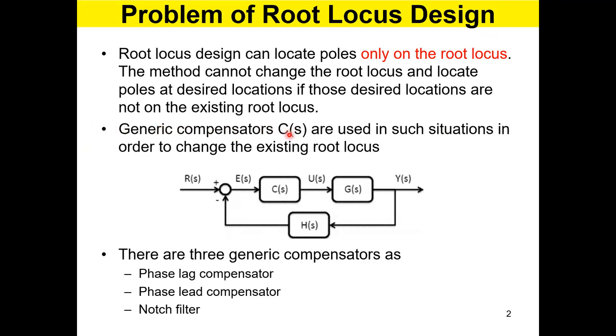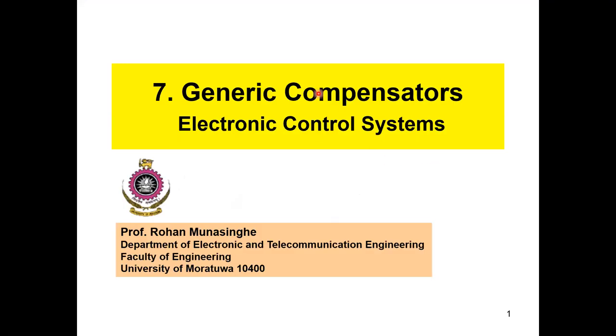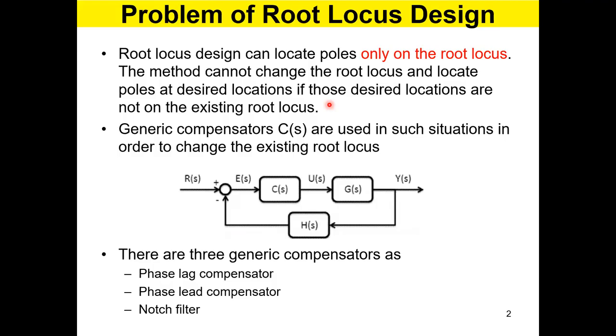Generic compensators. We call it, let's say, CES. Right below, you can see this block diagram. This is the open loop plant. This is the sensor. You can have a gain here. But this is the first time you see something like this, another block in front of the open loop transfer function, right? We call it the compensator. So actually, today's lecture is about compensators, generic compensators, all right? So a compensator is another block in front of the plant.